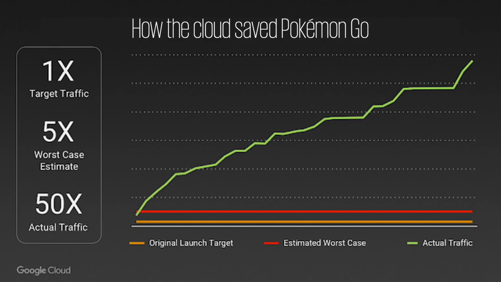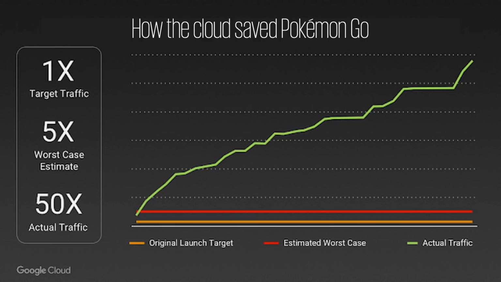So now let's have a quick look to see how the cloud managed to save the launch of the popular video game Pokemon Go. In early 2016, as the developers were getting ready to launch the Pokemon Go game, they had an expectation that around 20 to 50,000 users would actually be playing the game every single day. However, when the game launched in the few preceding weeks, the number of players actually using the game was in the millions.